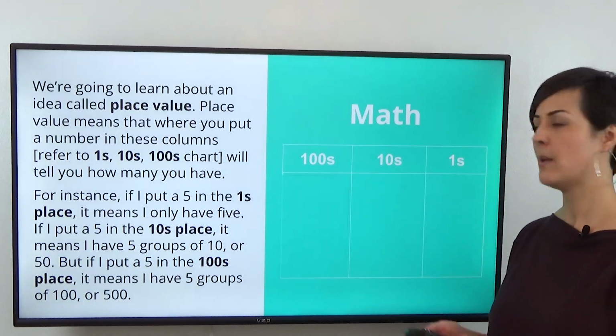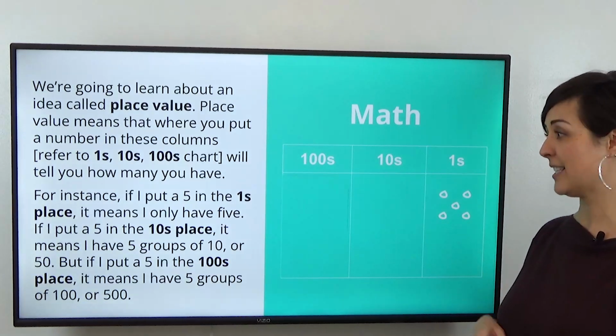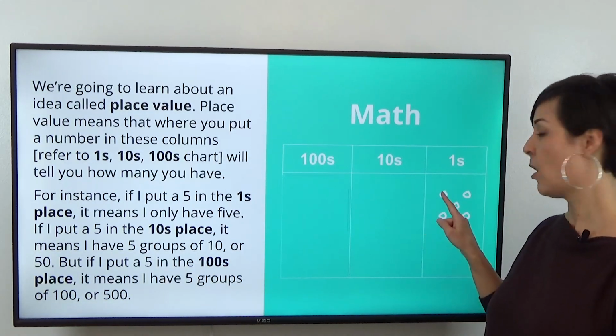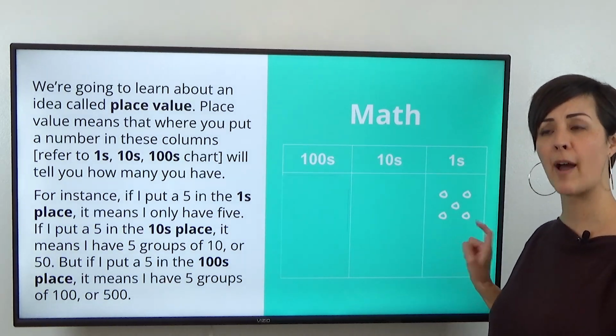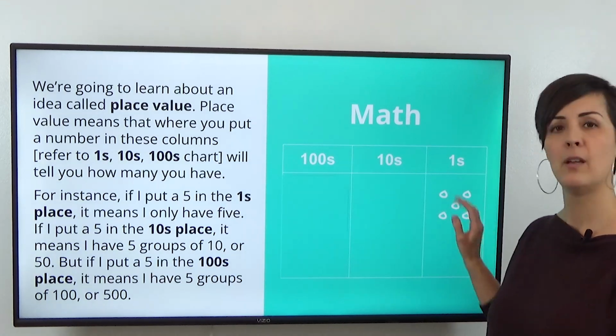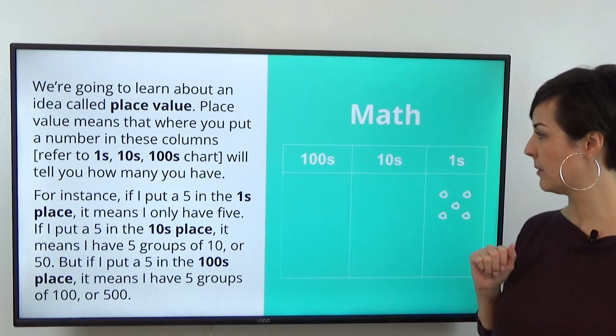So for instance, if I put a 5 in the ones column, it means I only have 5 single separate ones, and I count them like this. 1, 2, 3, 4, 5. Can we do it? 1, 2, 3, 4, 5. That tells me I just have 5 little chocolate chips.